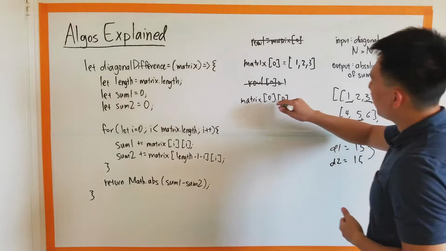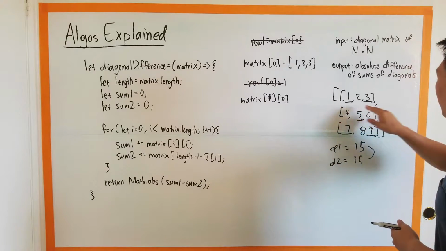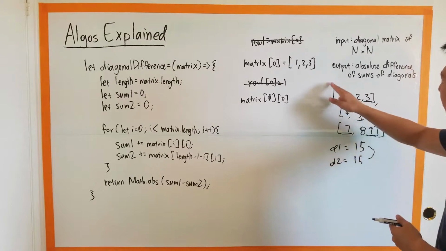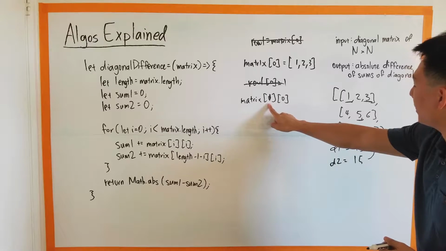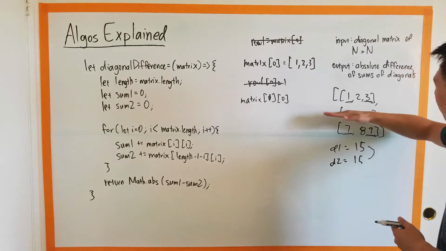And if you had matrix of 1, then you're tapping into the element that's in the first index place of the matrix array, which is here, this guy, the 4, 5, 6.